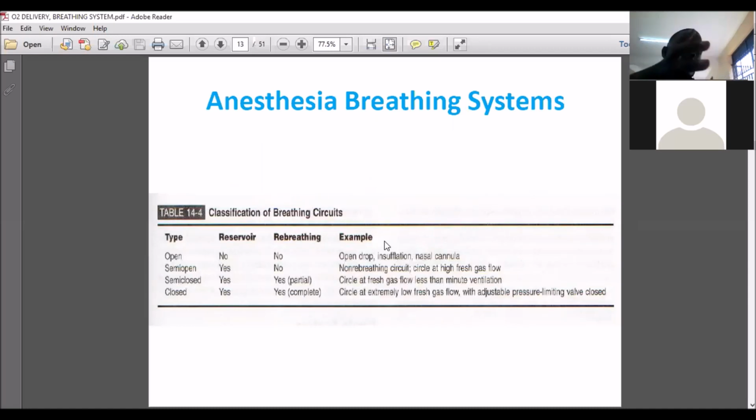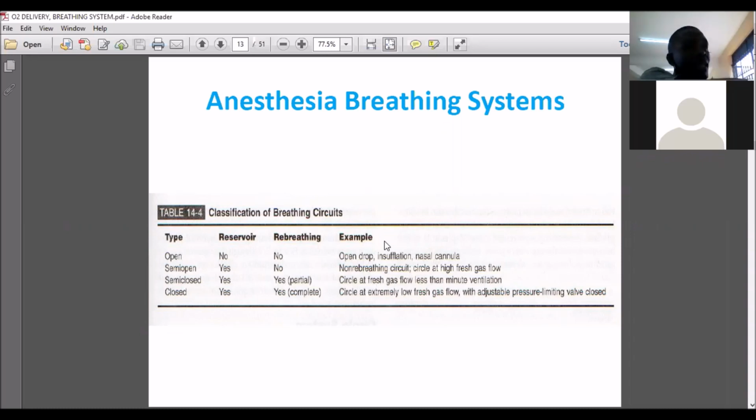Now, the open system: you have no reservoir bag, and there is no rebreathing. We don't have the bag as a reservoir for what you breathe out to come back. You don't rebreathe what you've already breathed. That becomes an open system.